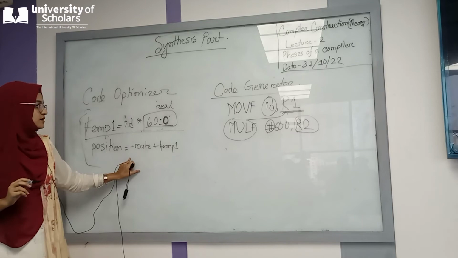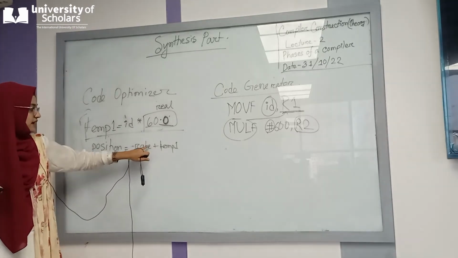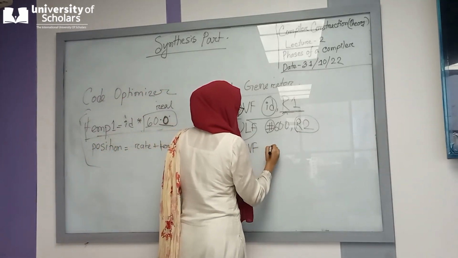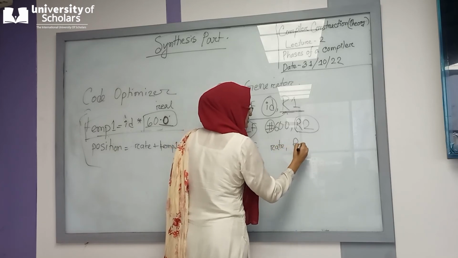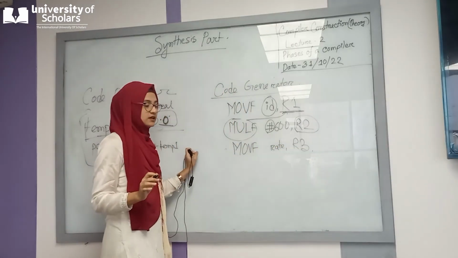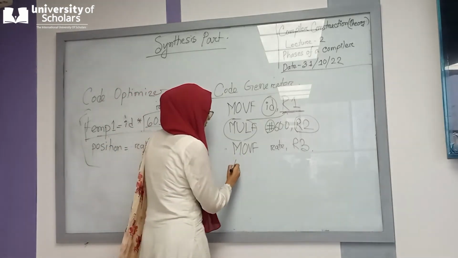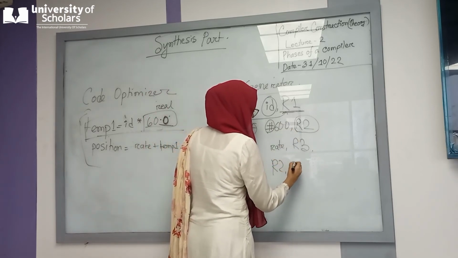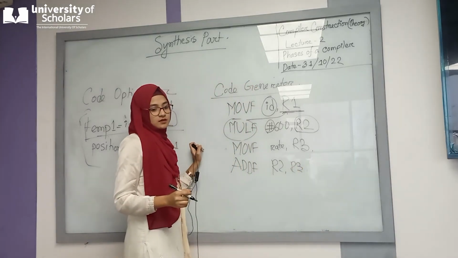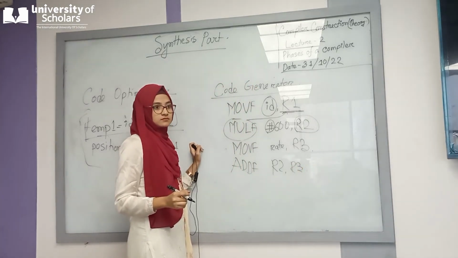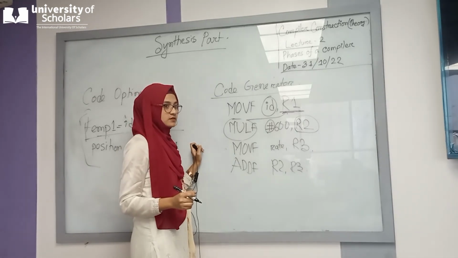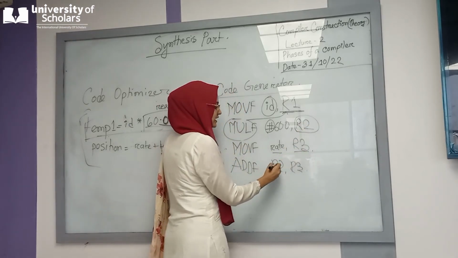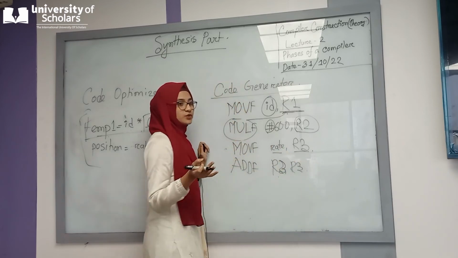Okay, now for this line, we already have this value, but we haven't stored this one. For that reason, we need to move that rate value into R3. Okay, so the value is moved here. Now we just perform this addition: R2 plus R3. Okay, it's done. Sorry, rate is moved to R3, so you can write R3 plus R2. Both are the same here.